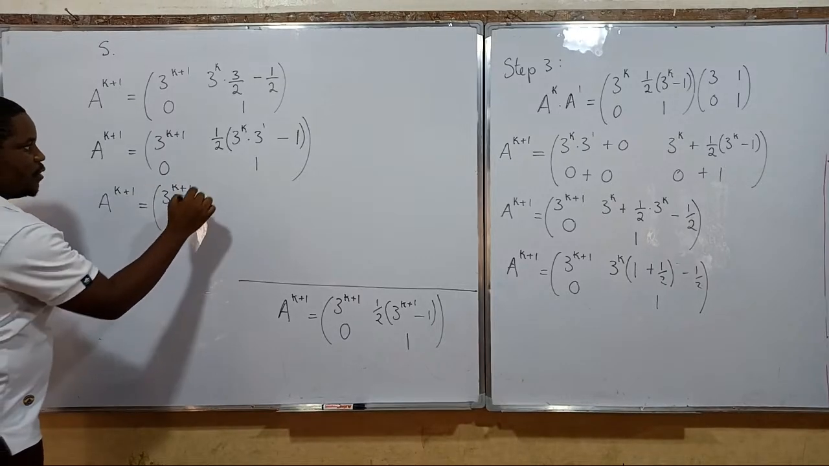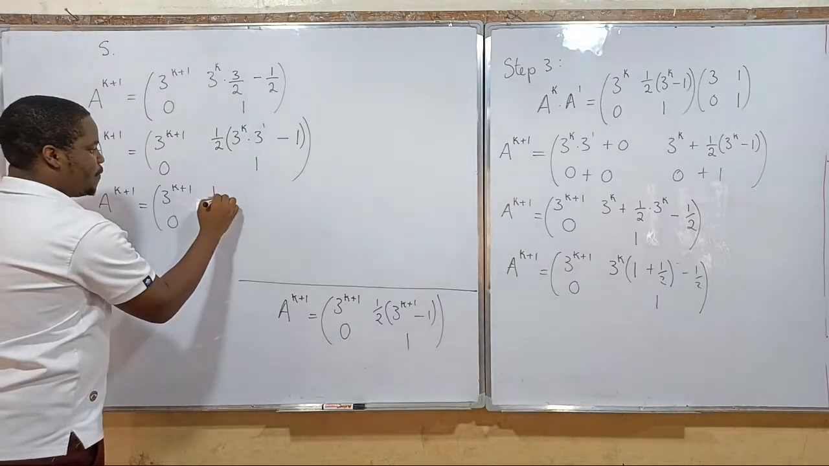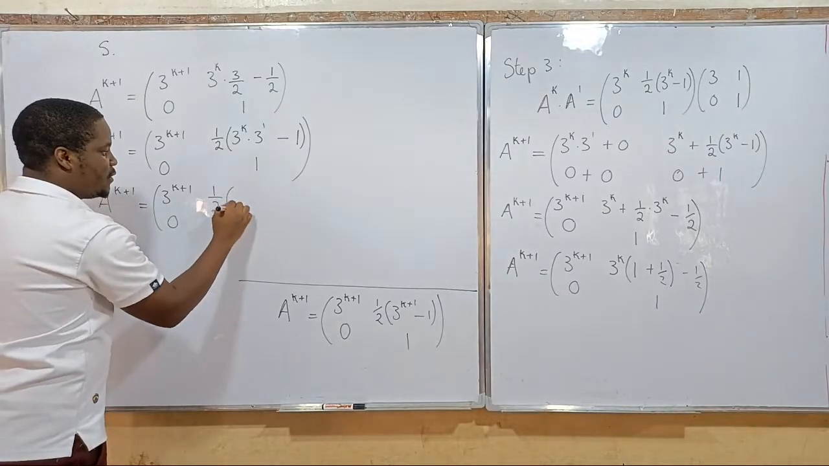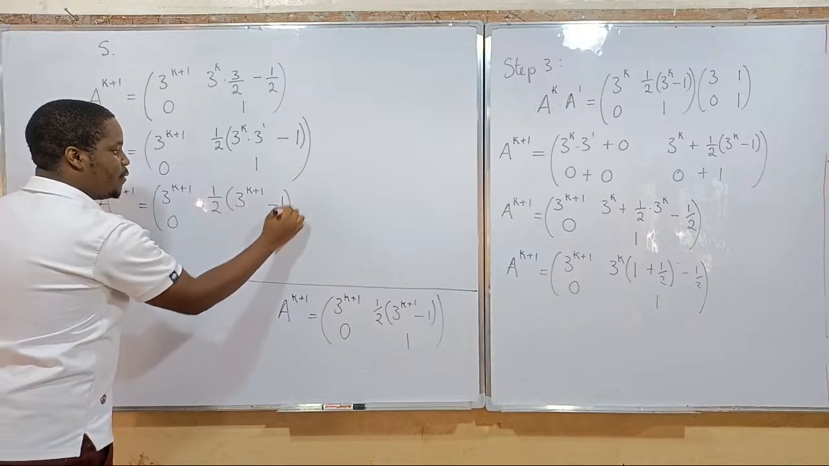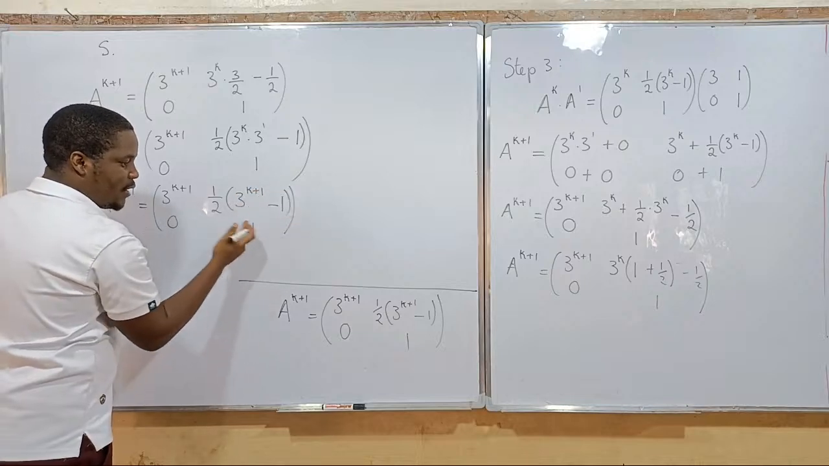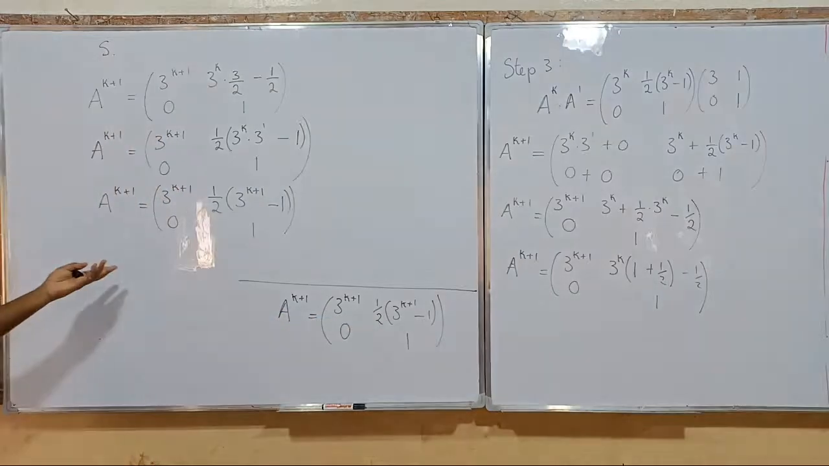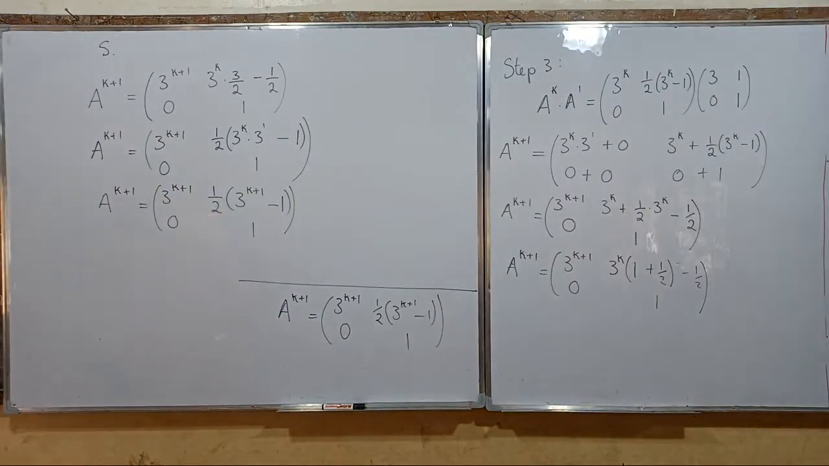Here we have a 0. So we have half. Let's add the powers. What do we get? 3 to the power k plus 1 minus 1. 1. This guy is this guy. It's true. Conclusion, it is true by mathematical induction.